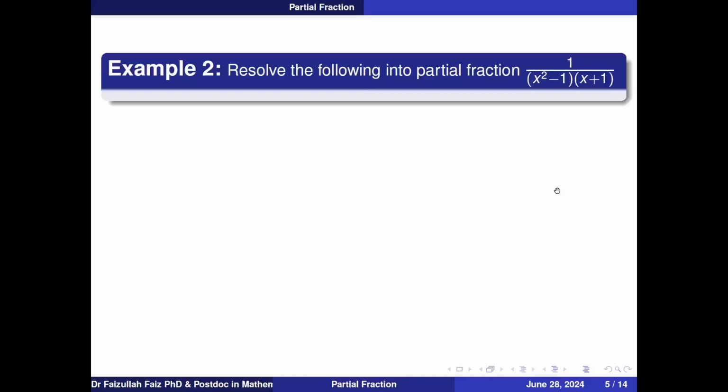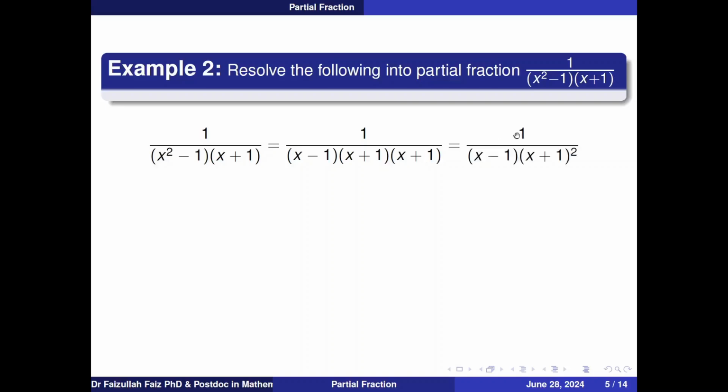In example number 2, there are two factors. One is quadratic and the other is linear. But we can see the quadratic factor can be factorized by using the formula a square minus b square, which is equal to a minus b into a plus b. And you can see the last two terms are similar, so we can write it as 1 over x minus 1 into x plus 1 whole square.